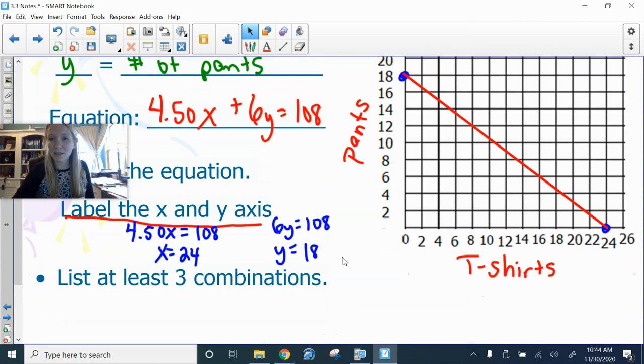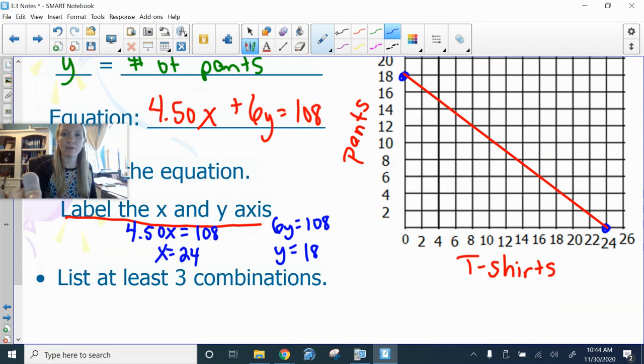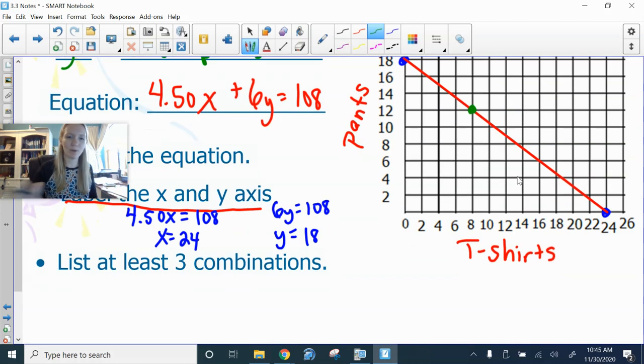So what we're trying to figure out is, is there anywhere on this graph where we can see that it definitely goes right through the XY value? Does this go right through the center of that point? Nope. That crosses kind of halfway. But you can buy 12 pants and 8 shirts. Boom, there's one.